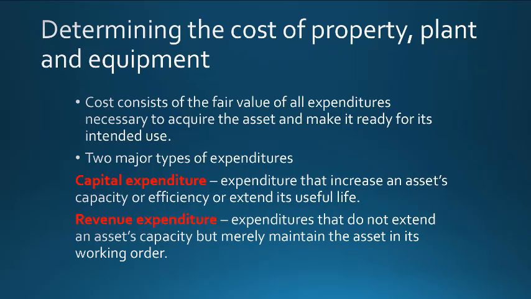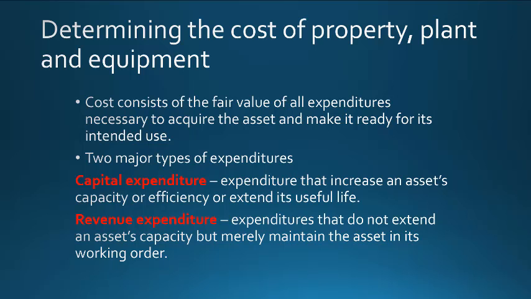Now, we have to determine first the types of expenditures. This is important because we have to determine whether the expenditure that we incurred will be capitalized or will be expensed. The first type of expenditure we call capital expenditure. This expenditure increases the asset's capacity, capabilities, or efficiency, or it extends its useful life. While revenue expenditures are expenditures that we incurred which do not extend the asset's capacity, but merely maintain the asset's operation.